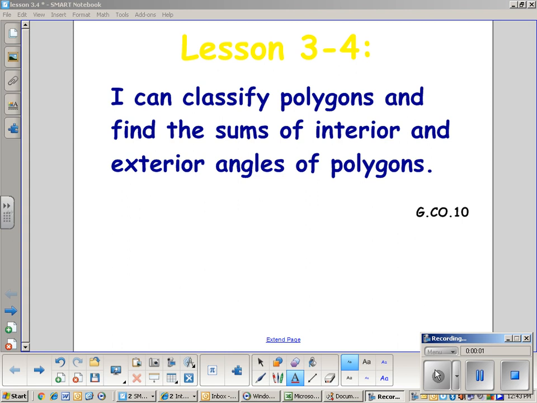For today, we're going to talk about how to classify polygons. We're talking about finding the sums of interior and exterior angles. We use that information also to find the measure of an individual angle.